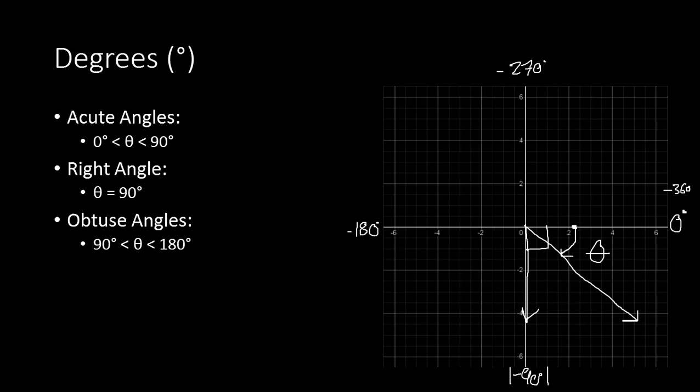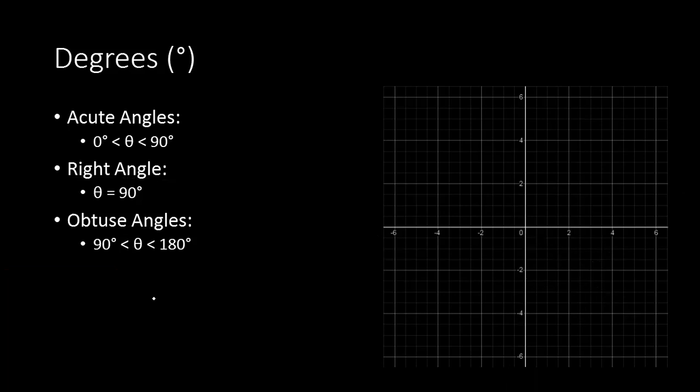Just like this one, if your angle forms at 90 degrees but is rotated clockwise, it is still considered a right angle, but we will disregard the negative sign. And the same implication applies if you have obtuse angles. All right. So that's basically it.